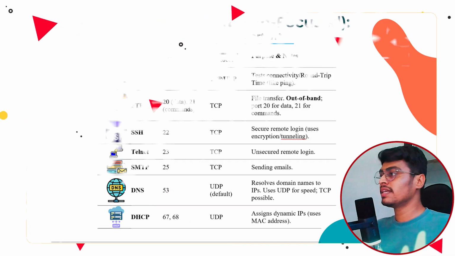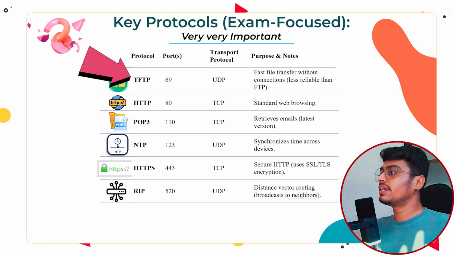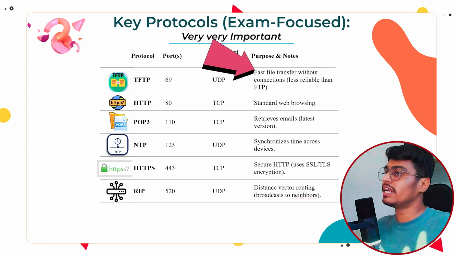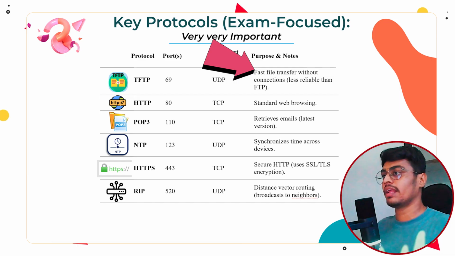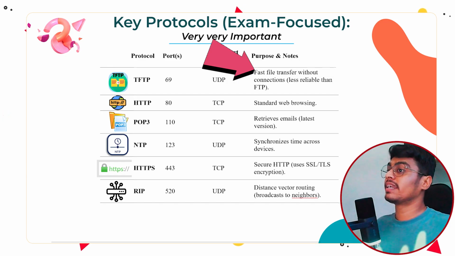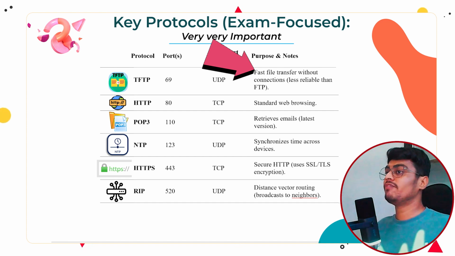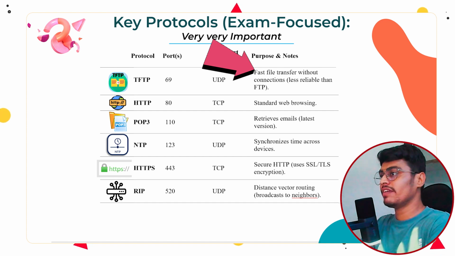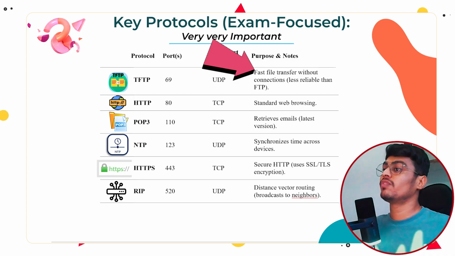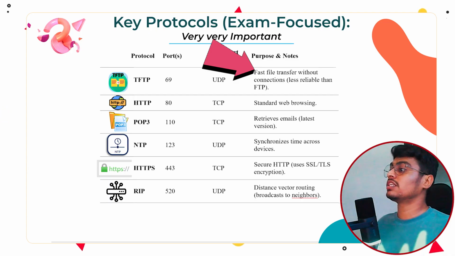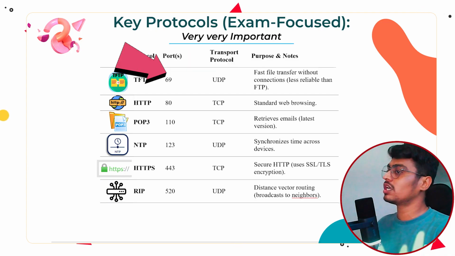Now other than this we have TFTP, trivial file transfer protocol. TFTP is used when clients want to send files to the server without making any connection. It sends the file directly. Your data may get lost, but if your application says there is no issue, then you use TFTP. FTP will first make a connection using three-way handshaking, and after that it will transfer data. TFTP is fast. It uses UDP protocol and its port number is 69.